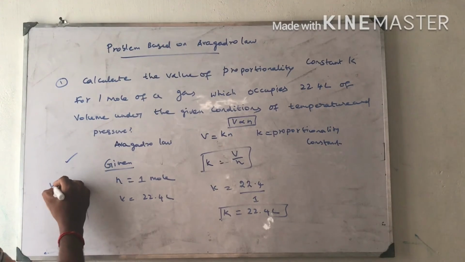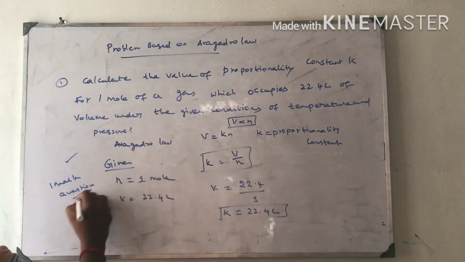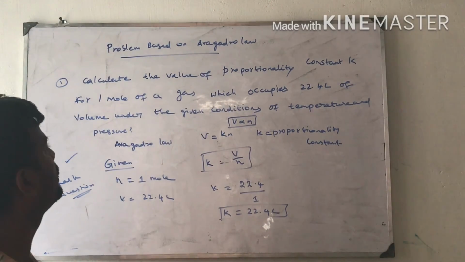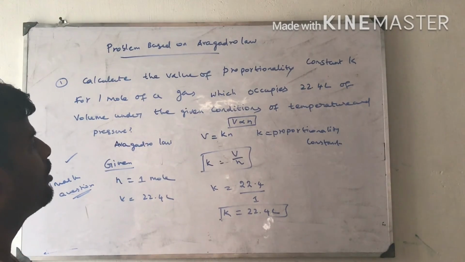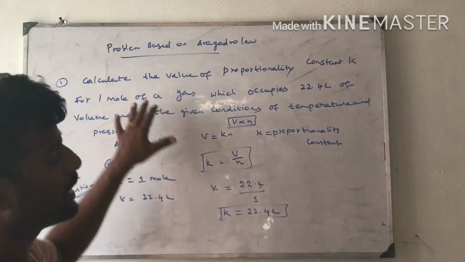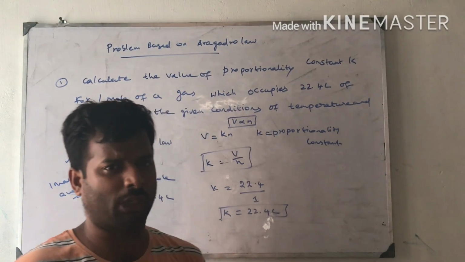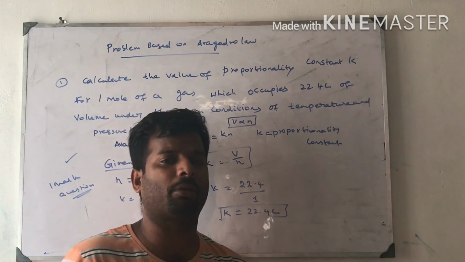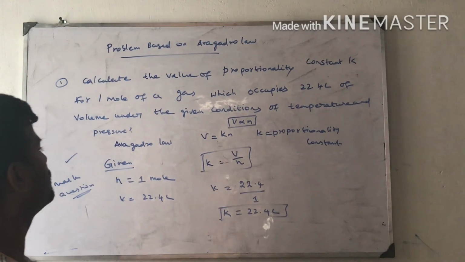This is one more question. Here we are applying Avogadro law. Question is calculate the value of proportionality constant. Finally we find the value of proportionality constant. For that they are giving number of moles. This type of question, they are giving volume and number of moles, we use Avogadro law because volume and number of moles are related only in Avogadro law. With this we can use the Avogadro law.